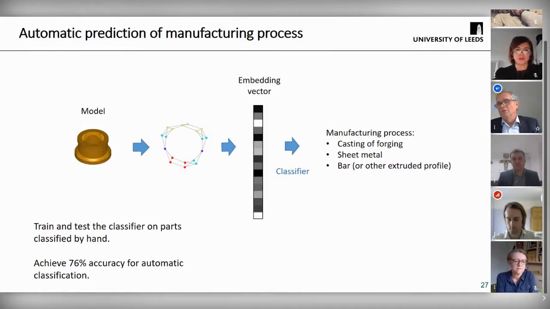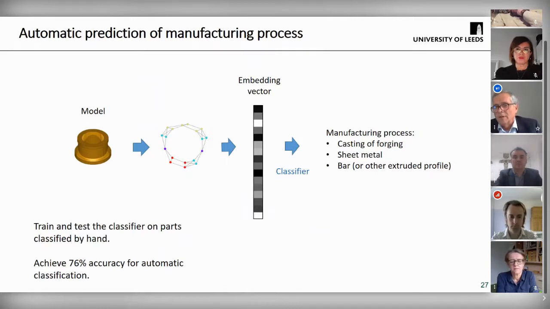So another thing that we can do with this idea is automatic prediction of the manufacturing process that created those parts. So we took the cake box parts, mapped them all into their vectors, and then we built a simple classifier on top of that, which classifies each part into either a casting or forging, a sheet metal, or a bar, or rather extruded profile.